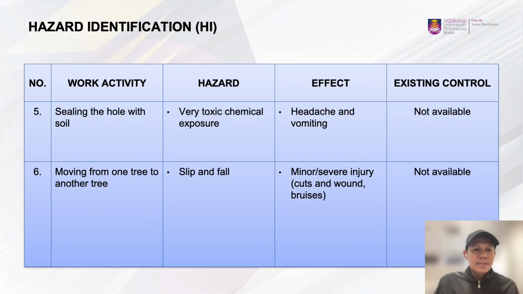Number 5 is sealing the hole with salt. The hazard is very toxic chemical exposure. The effects are headache and vomiting. Existing control is not available. Number 6 is moving from one tree to another. The hazard is slip and fall. The effect is minor and severe injury, like a cut and fall. The existing control is still not available.